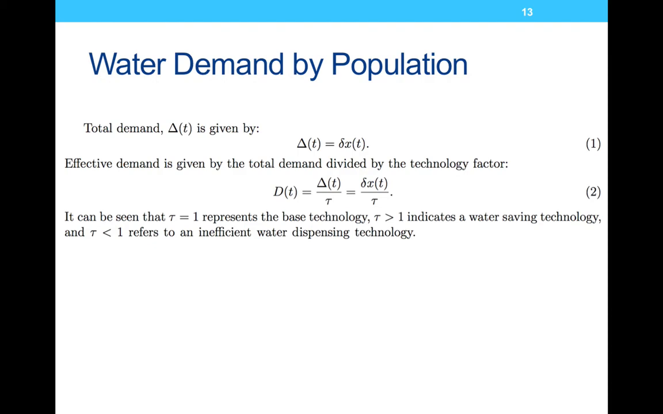So let's talk about water demand and try to see how all these equations come together. The total demand of water, capital delta, is little delta, which is the demand per capita, the demand of water per person, times the number of people, the population.